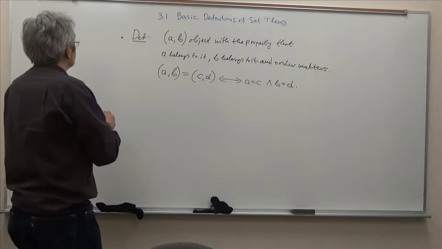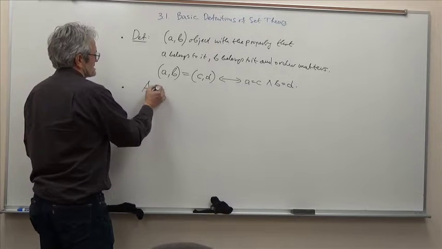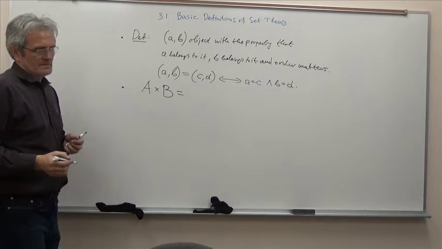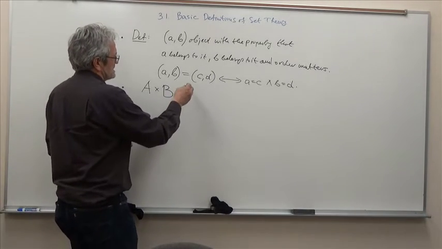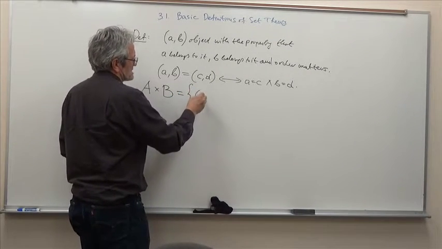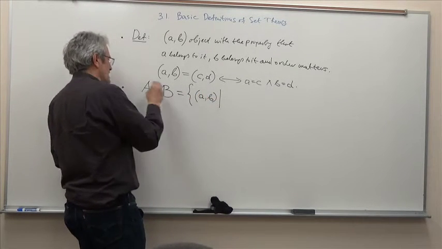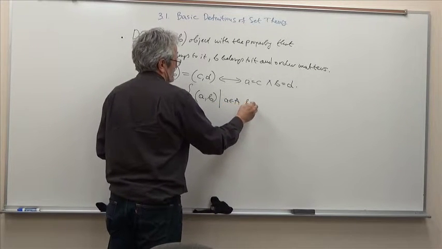What else? New definition. If I have A and B to be sets, what is A cross B? It's called direct product. It's the set of all the pairs (a, b), such that a is picked from A and b is picked from B.